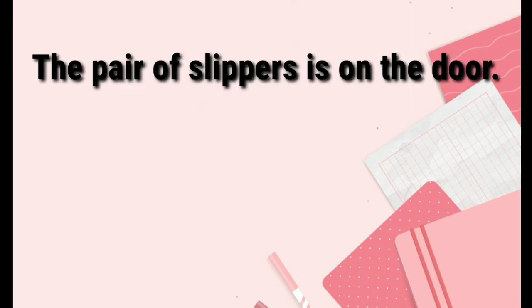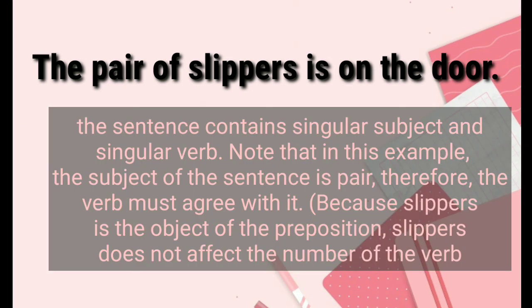Next, we have the pair of slippers is on the door. The sentence contains a singular subject and singular verb. Note that in this example, the subject of the sentence is pair. Therefore, the verb must agree with it. Because slippers is the object of the preposition, slippers does not affect the number of the verb.